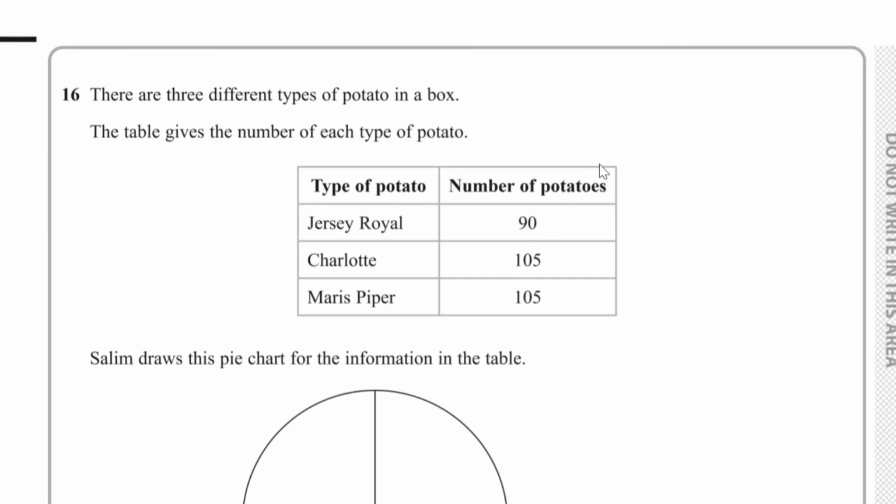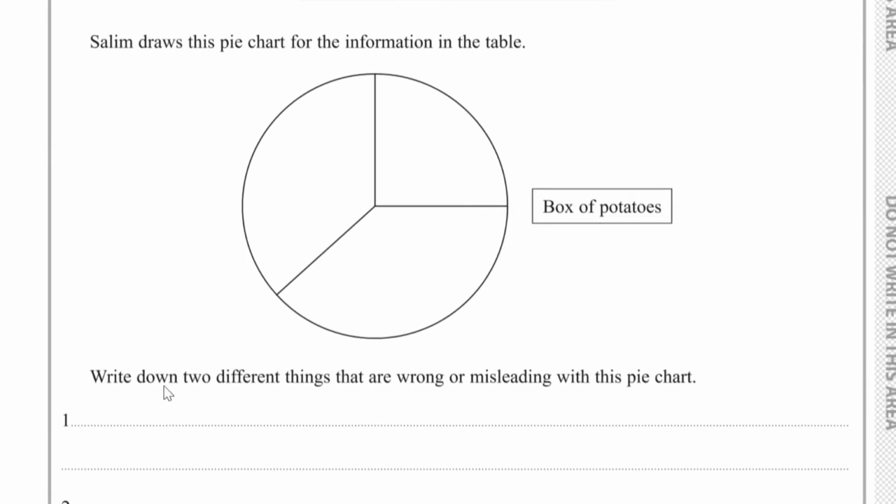Question number 16. There are 3 different types of potato in a box. The table gives the number of each type of potato. Salim draws this pie chart for the information in the table. We have to write down 2 different things that are wrong or misleading with the pie chart. Well, first of all, there's no labels. So the labels are missing.